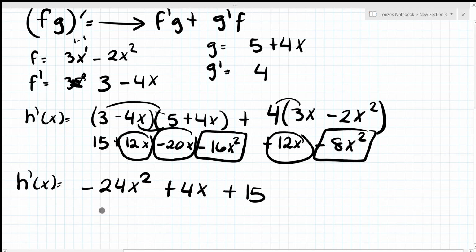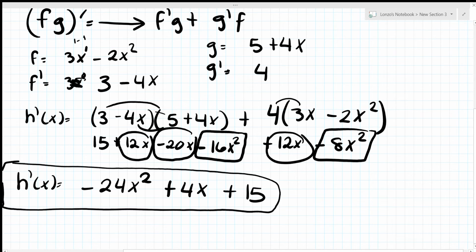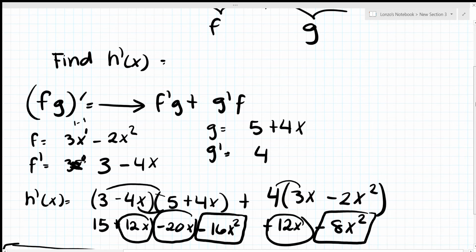So this was a pretty simple one. We just took the product rule. We figured out our f and our g, and then we took the f prime and the g prime, put them in this formula, and then combined like terms. Simple, right? So let's do some more.